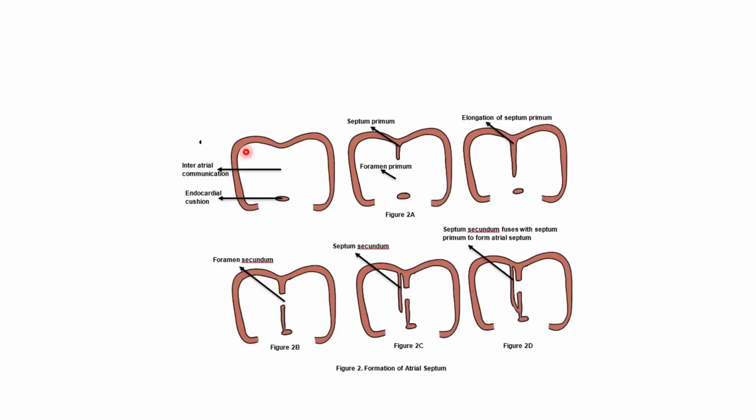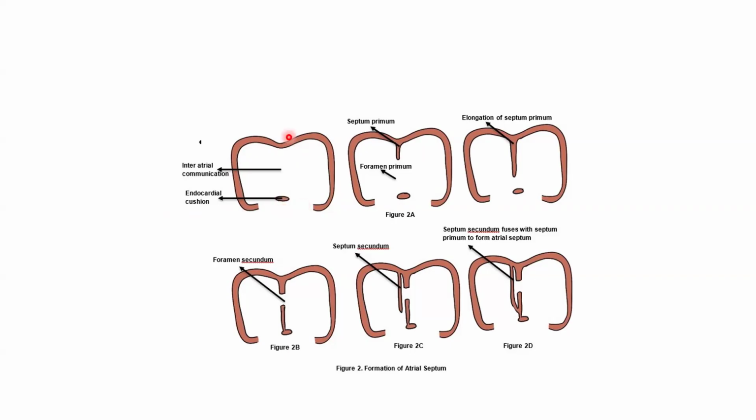So this is our unseptated atria. At the middle portion of the heart, we know there is a mesenchymal tissue that we commonly refer to as the endocardial cushion. It sits right in the middle of the heart, and it's an important structure for the formation of the atrial septum, the ventricular septum, and the atrioventricular valves. The absence of this tissue is what gives us the atrioventricular septal defects.